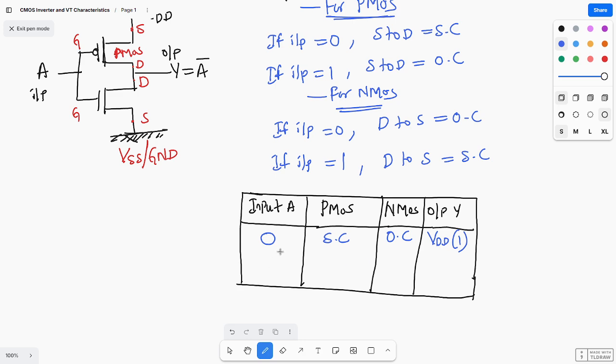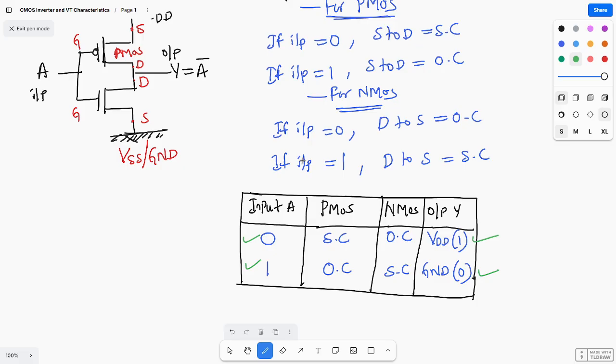Okay, and if the input is one, the PMOS is acting as an open circuit, and the NMOS is acting as a short circuit. So that means the output is connected to ground. Ground means it is zero. Okay, so when you are connecting zero, you are getting logic one. When you are connecting logic one, you are getting logic zero.